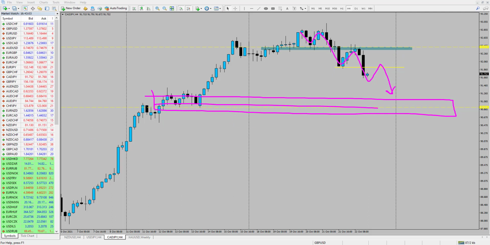So keep an eye on those charts this week. Really like the opportunity to buy the yen. We'll cover some more charts as well this week.